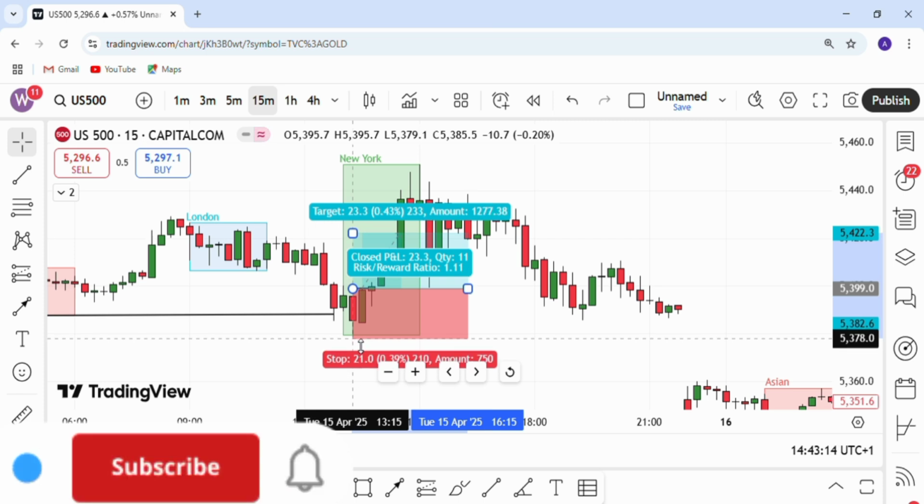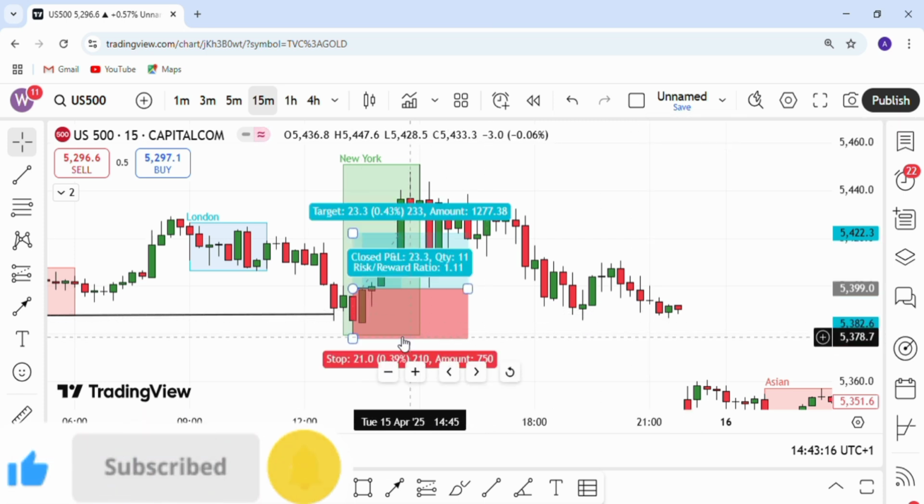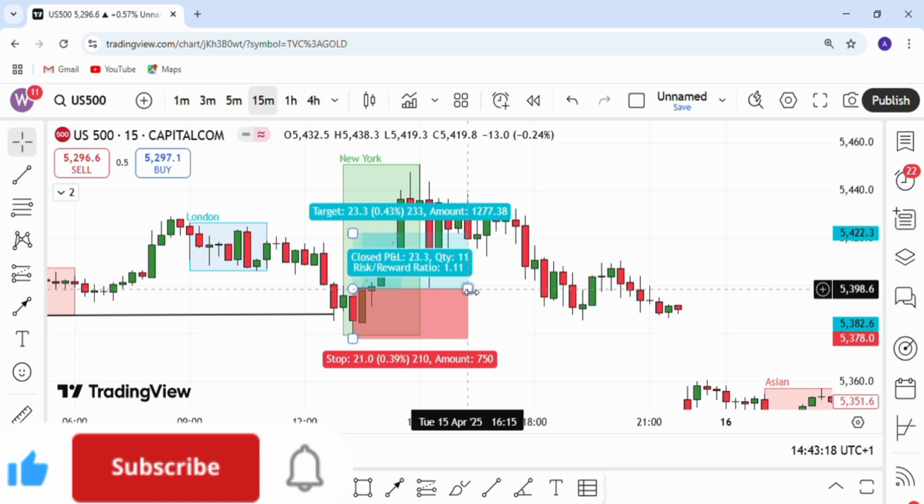You target a 1:2 reward ratio. So this is how we take this trade every single day, and you are not micromanaging this trade.